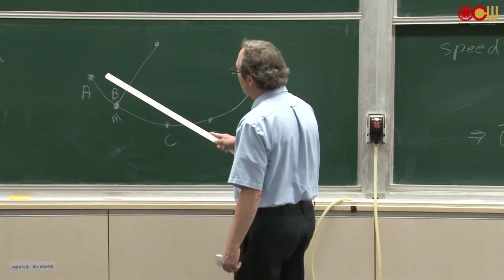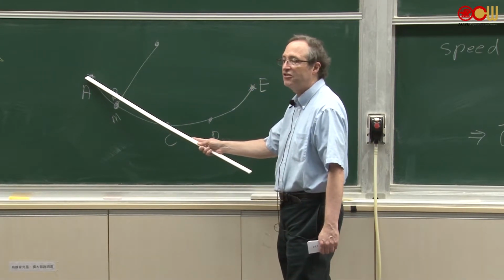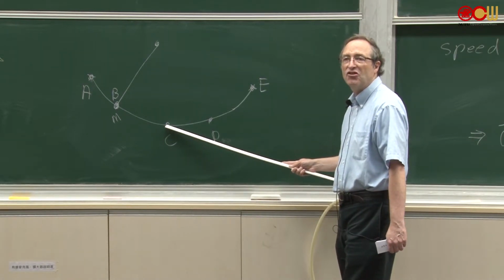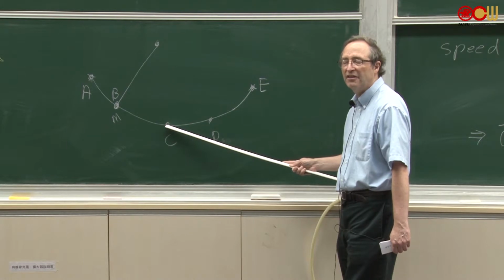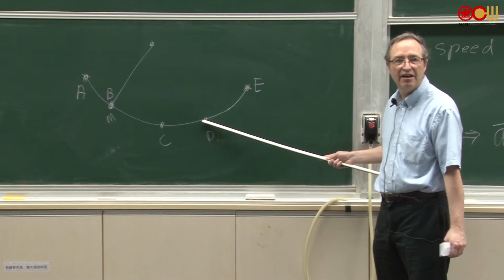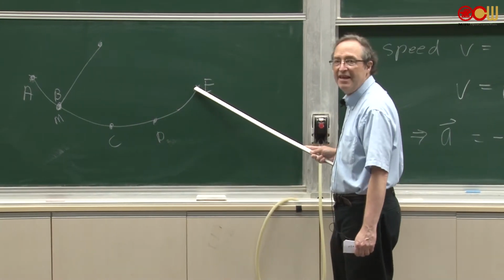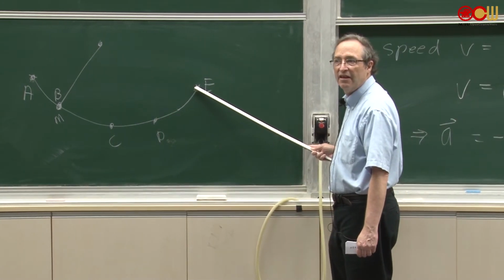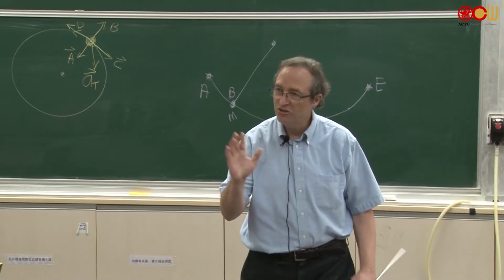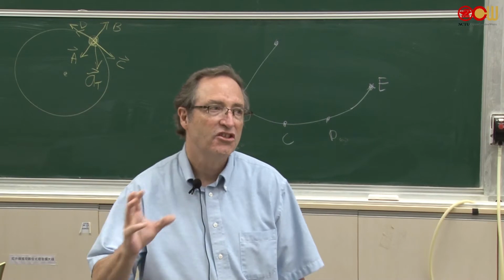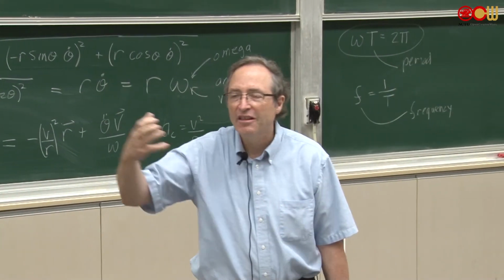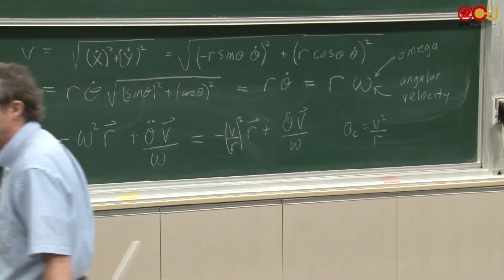So at A, it's only tangential. At B, it's both. At C, it's only centripetal. At D, what do you think? Everybody yell it out. Both. And what about E? Only tangential. Good. Okay? See how this works? So you can use reasoning. And there are a lot of things you can pull from to try and get the answer.